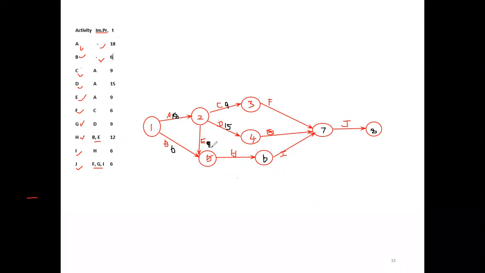Then F6. G also 9, here G9. Then H12, I6 and J6. Am I correct now? Right. J6.